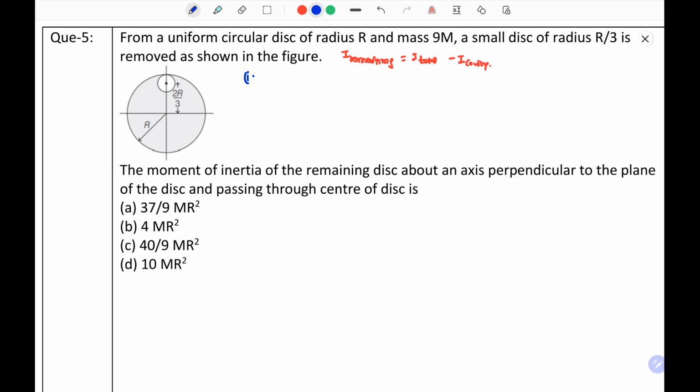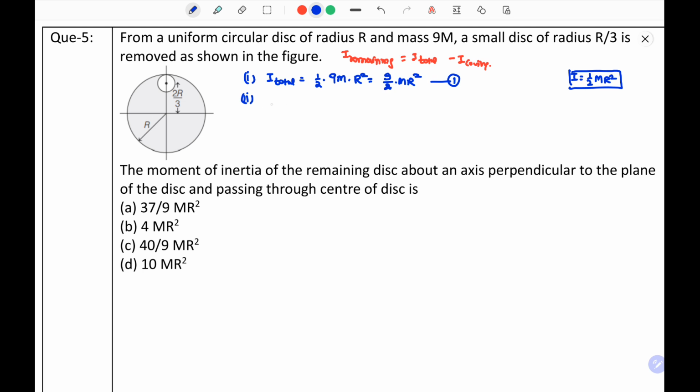So first we will find I total. This will be equal to, because for a disk having the mass M and radius R, the moment of inertia about the axis through the center and perpendicular to the plane has the formula I equal to half M R square. So we will have half into mass, which is given 9M, and radius is R. So we will have the total moment of inertia as 9 by 2 M R square. This is equation number 1.